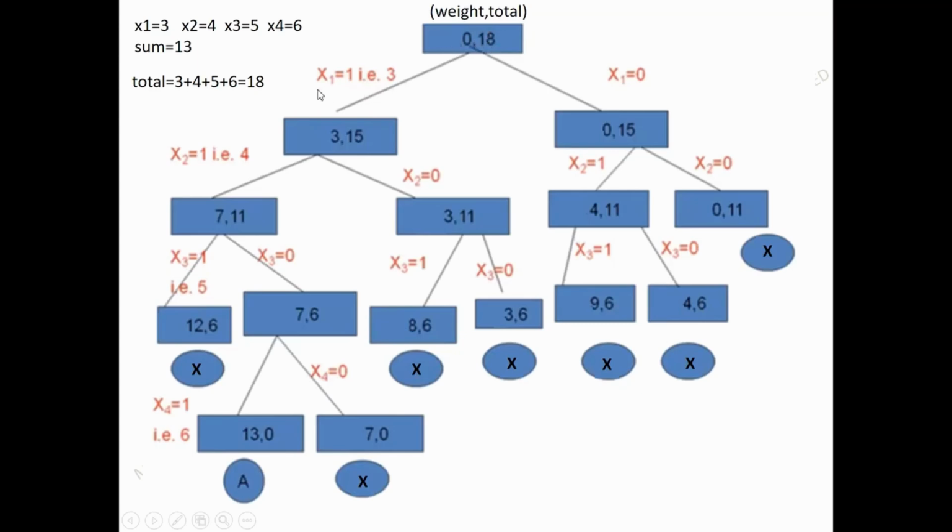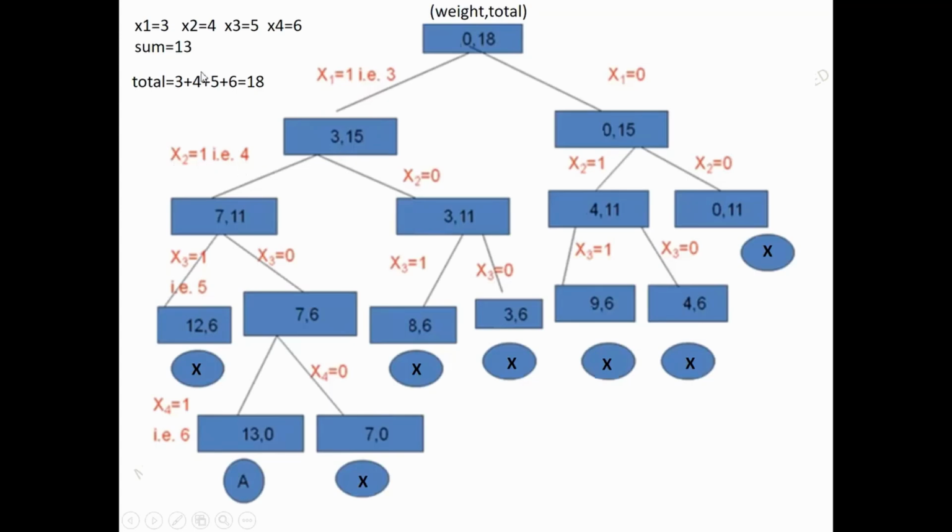Now this example shows x1 is equal to 1 means the first element of the set has been chosen, on the left side of the tree. Right means the first element, that is x1 of the set, is not being chosen, x1 is 0. x1 equal to 1 means we are choosing the element with value 3. When 3 is chosen, the resultant weight will be 3, but there will be a decrease in the total value by the factor of 3. Similarly, x2 is equal to 1 for the next level.